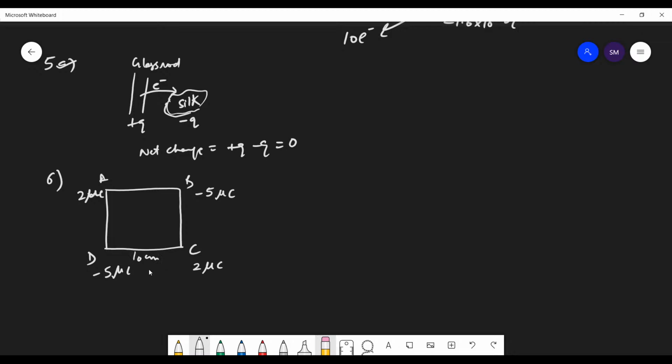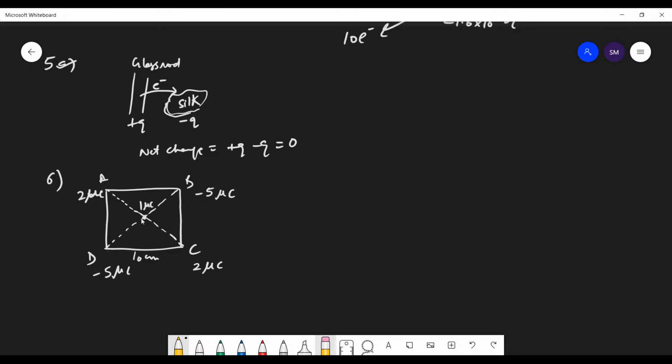So what is the force on a charge of 1 microcoulomb placed at the center of the square? The center of the square is where the diagonals bisect perpendicular to each other, and this is the point where I have placed the charge of 1 microcoulomb. It is quite clear that the forces are attractive between these two, and repulsive and attractive and repulsive.